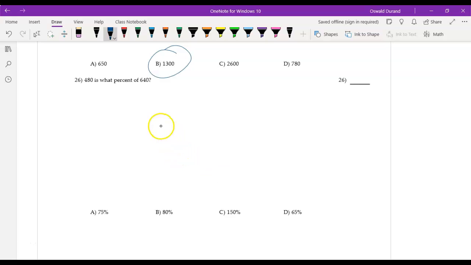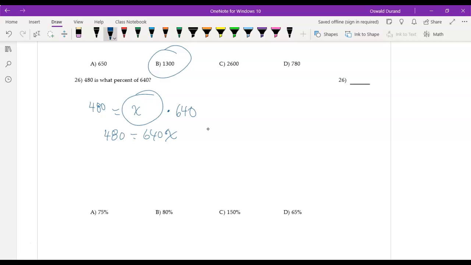480 is what percent of 640? So let's translate it. So we have 480 is equal what percent? That's X percent. Okay? So you got to remember that this value here, if we just put X, that's fine. But you have to remember that it is actually a percentage that you are looking for. Okay? So X percent of, meaning times 640.